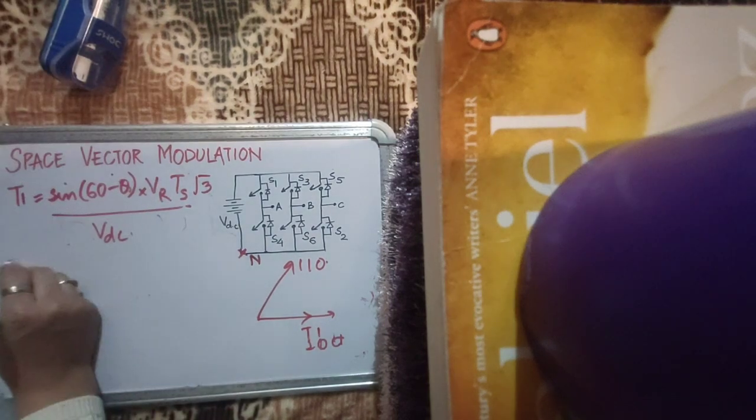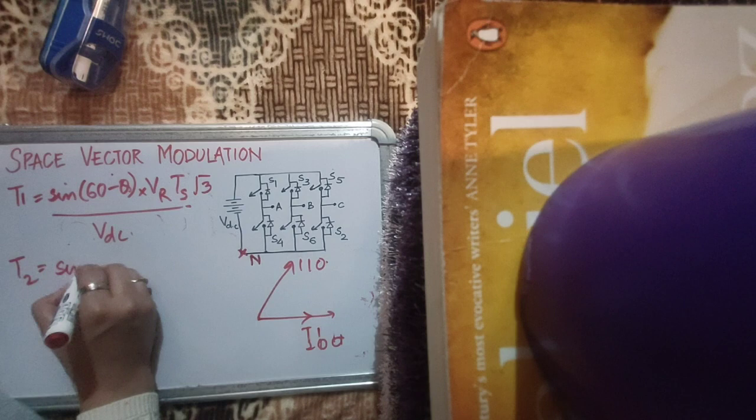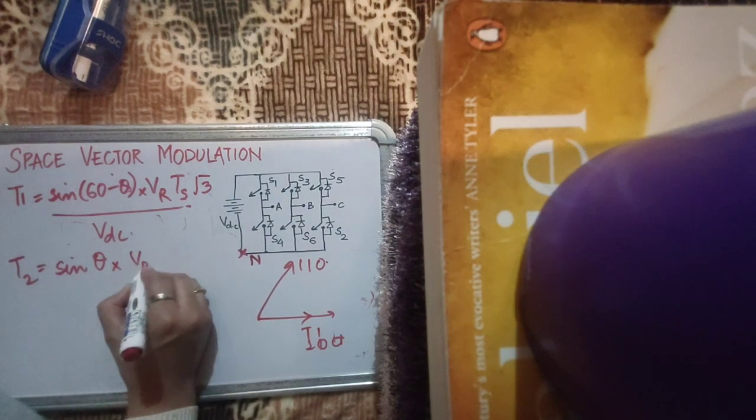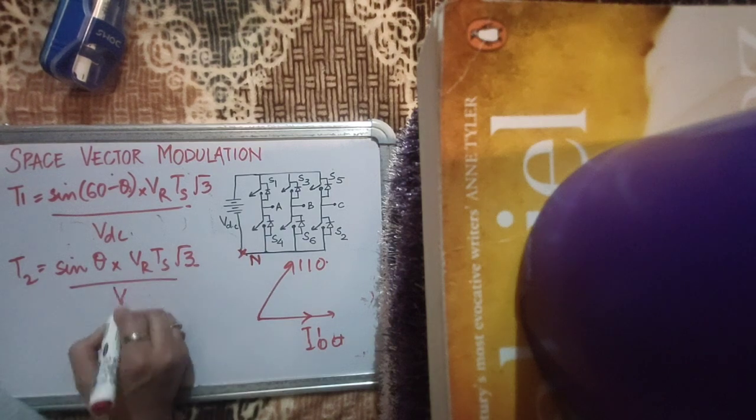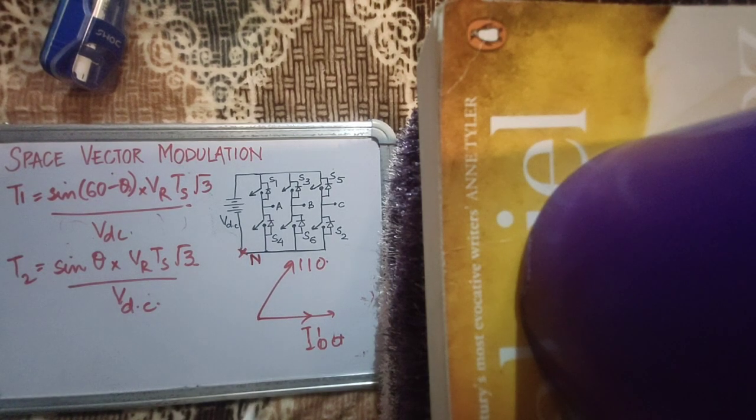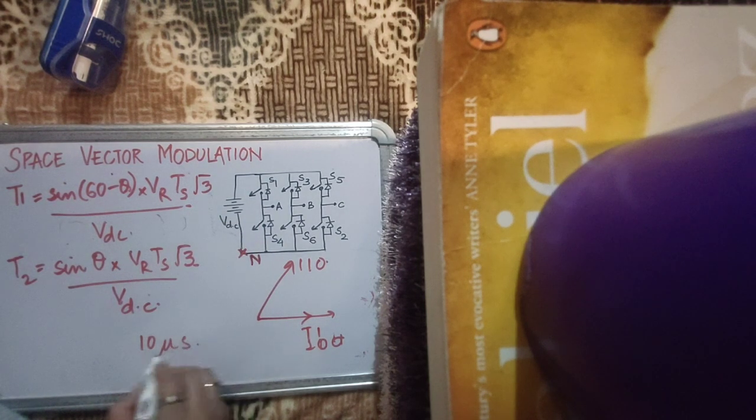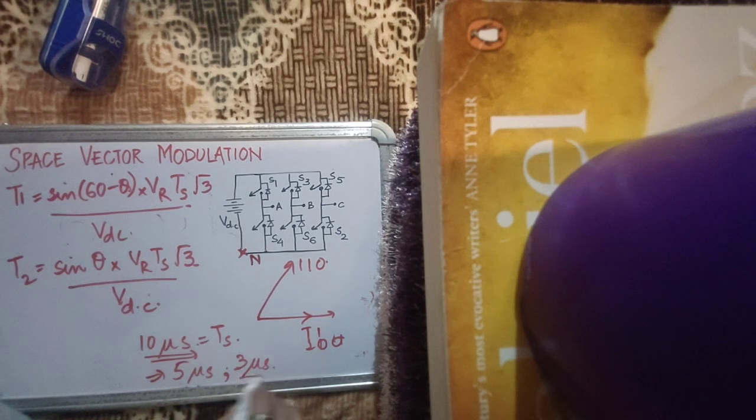After that you see T2, from the same Lami's theorem, this one turned out to be sine of theta VR TS into root 3 times VDC. Now TS is your whole switching interval; if you have to take 10,000 switching frequency then it will be 1/10,000, if 20,000 then 1/20,000. Suppose your TS corresponds to say 10 microseconds. Now you found T1, it came out to be 5 microseconds, and then you find T2 and suppose that came out to be 3 microseconds. So 5 microseconds for T1, 3 microseconds for T2.